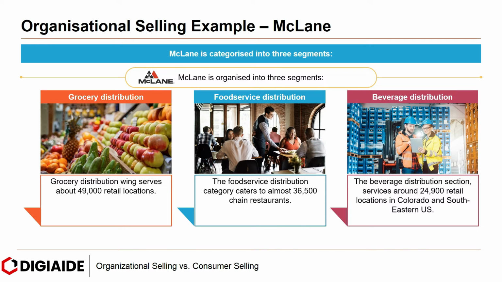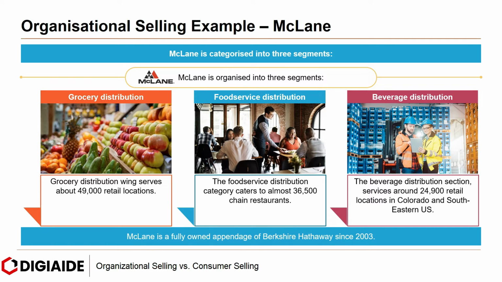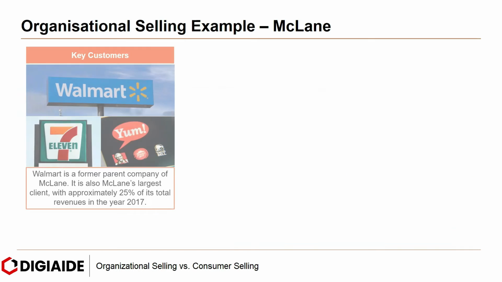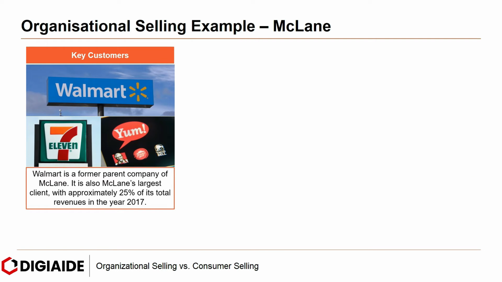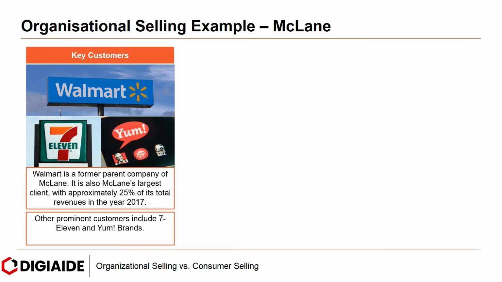And finally, beverage distribution that services around 24,900 retail locations in Colorado and southeastern US. McLane is a fully owned appendage of Berkshire Hathaway since 2003. Some of the key customers. First, Walmart, which was a former parent company of McLane, is also McLane's largest client with approximately 25% of its total revenue in 2017. Other prominent customers include 7-Eleven and Yum Brands.